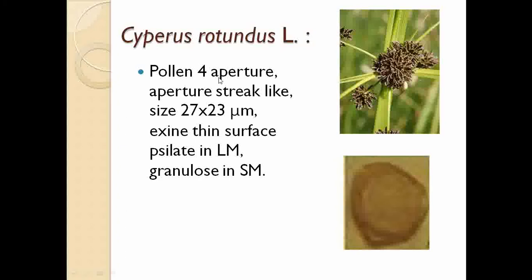Then the next example is Cyperus rotundus. See here, the pollen grain is somewhat circular or oblate spheroidal. The oblate spheroidal pollen grain in Cyperus rotundus shows the presence of four apertures. See here, 1, 2, 3 and 4. The four apertures are present on the pollen grain, while the size is 27 by 23 micrometer. The exine surface is thin and psilate, and the exine size is generally about 3 micrometer.